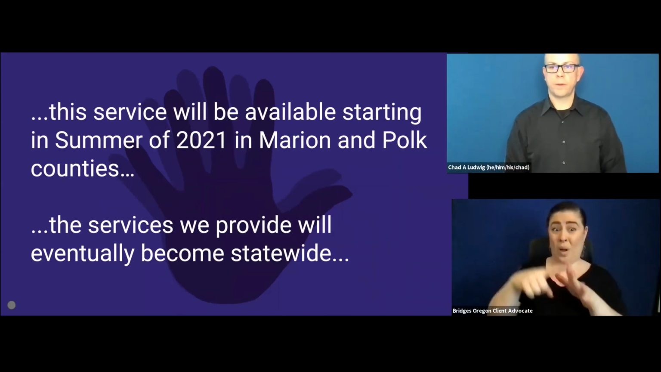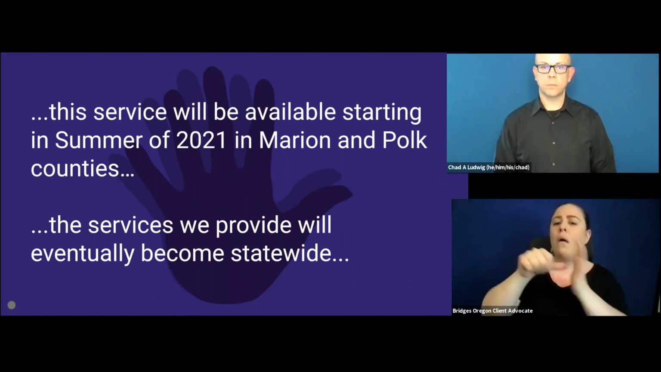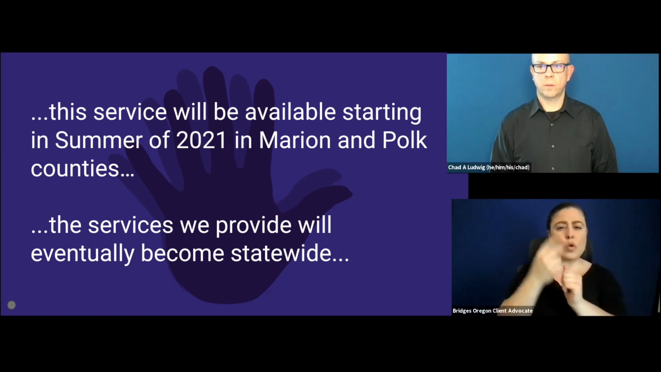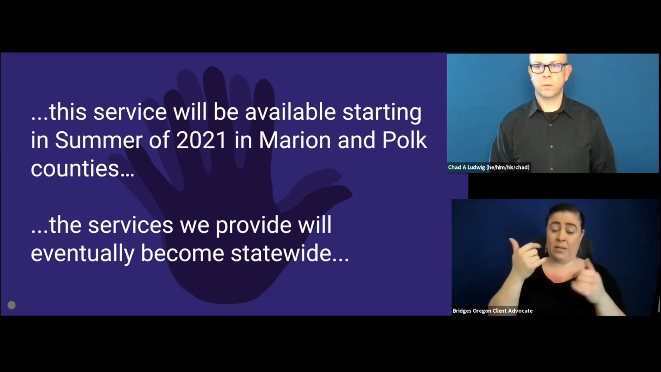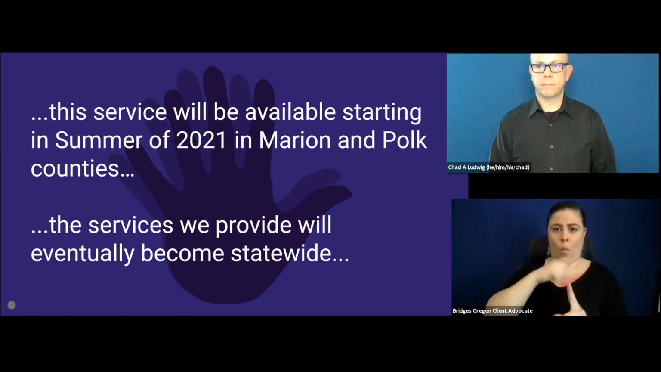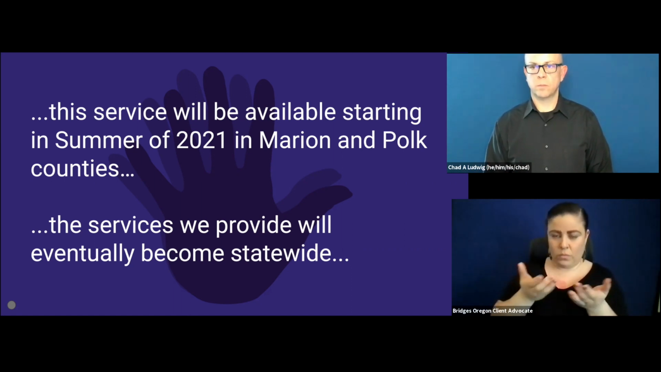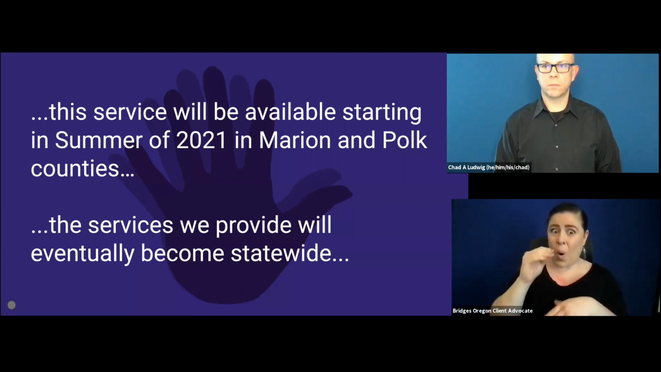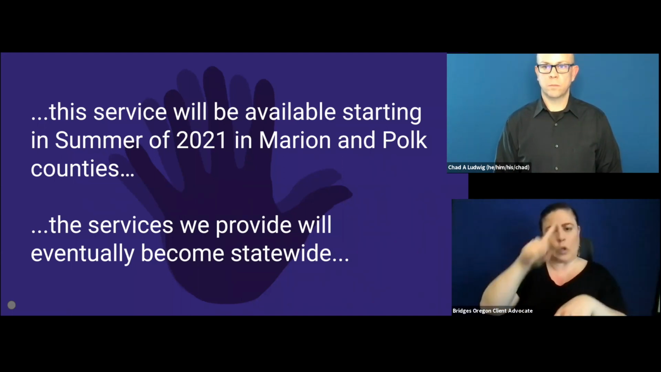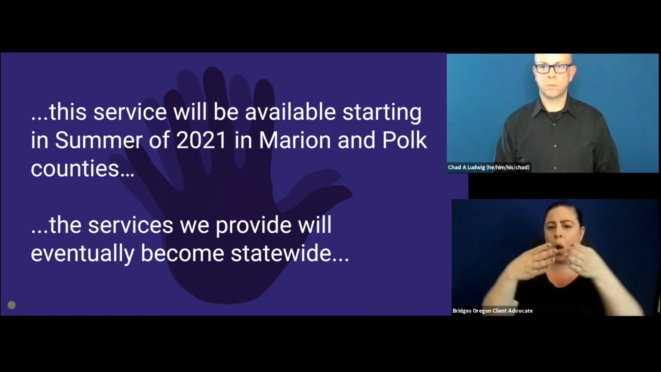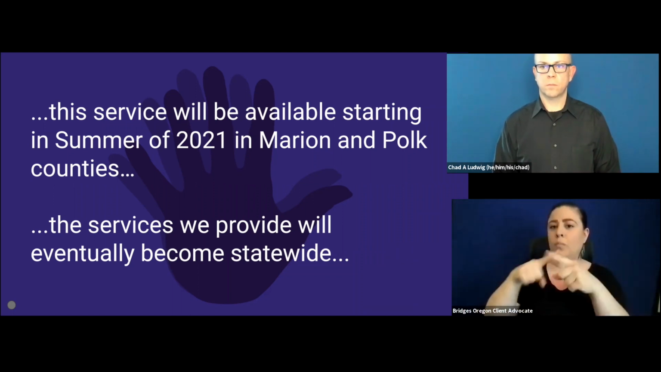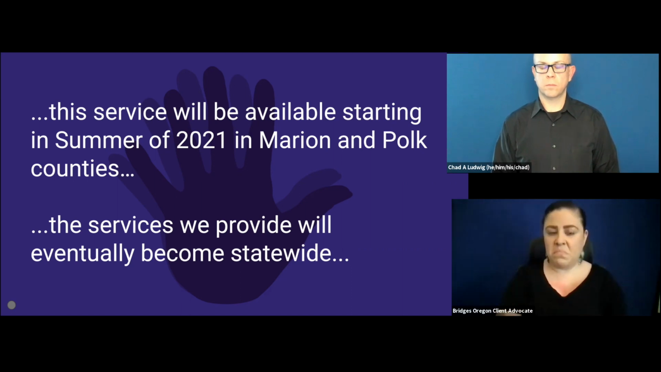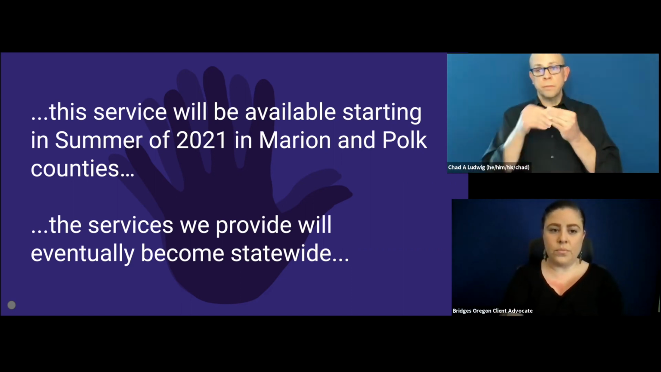Now, this says the service will be available starting the summer of 2021 and emphasizing in Marion and Polk counties, starting with those two counties because we're not really sure if I already said that. I'm the only one employee here. Hats off to Chad. He has been working as 100% volunteer and going through the process. And for sure, the goal is to become statewide. We're going to get there, but we're going to start with Marion and Polk counties first.